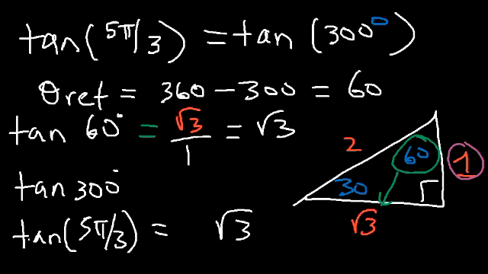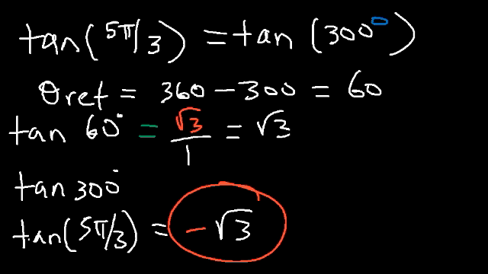So 300 is in quadrant 4. Now, if you remember, all students take calculus. All is for quadrant 1. That means tangent is positive in quadrant 1. Students, that's sine is positive in quadrant 2, take, tangent is positive in 3. So tan is positive in 1 and 3, which means that tangent is negative in 2 and 4. And since 5 pi over 3 is in quadrant 4, tan 5 pi over 3 is negative root 3.